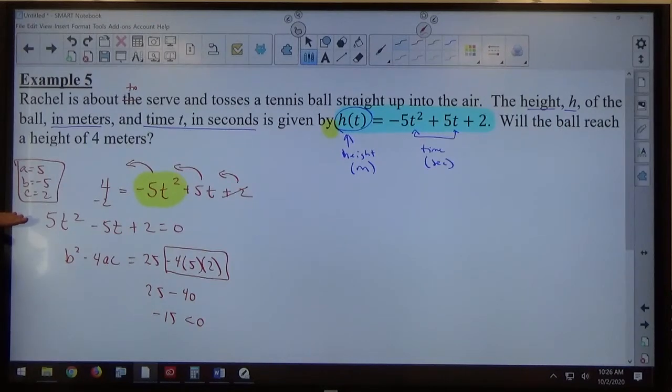Complex roots means they don't exist in the real world. It's not possible for this to happen. If she throws this ball in the air, it will never get 4 meters high. Gravity will stop before it gets there and bring it back down.